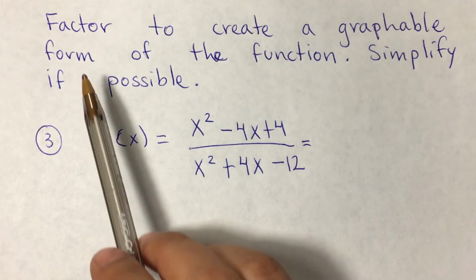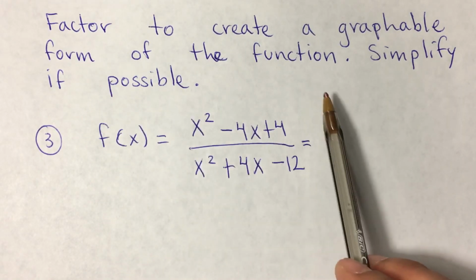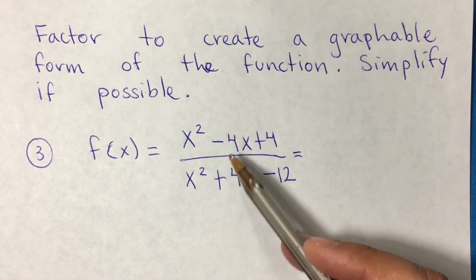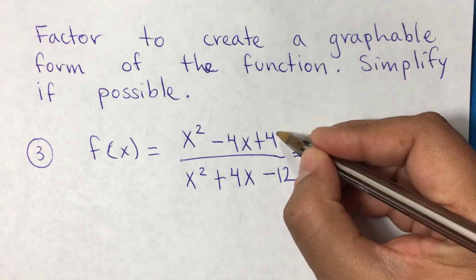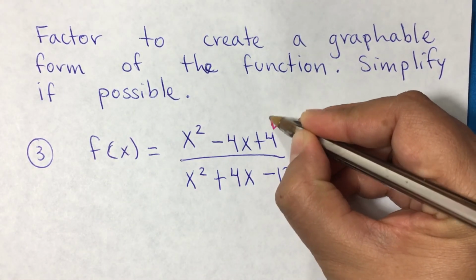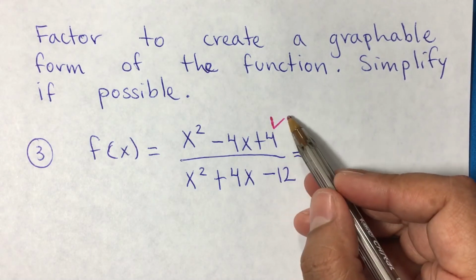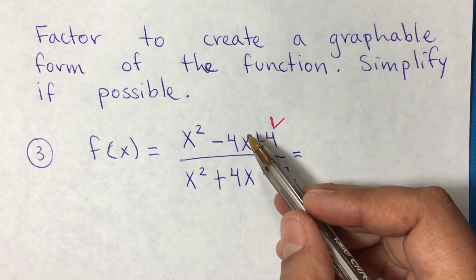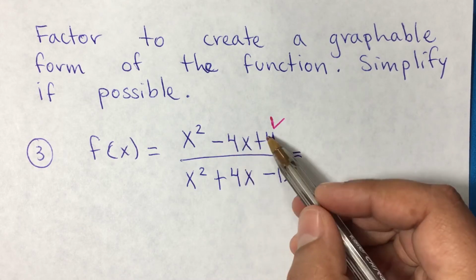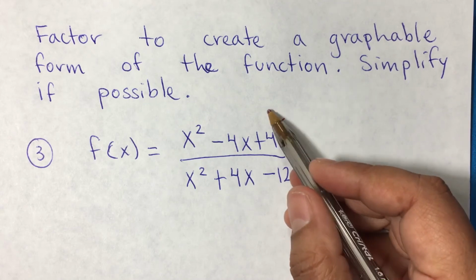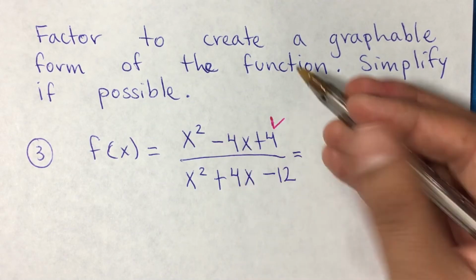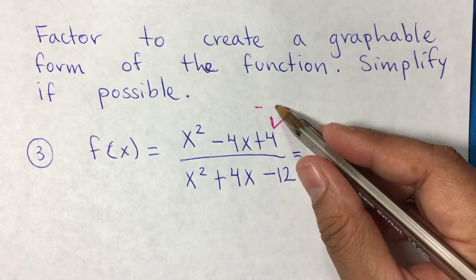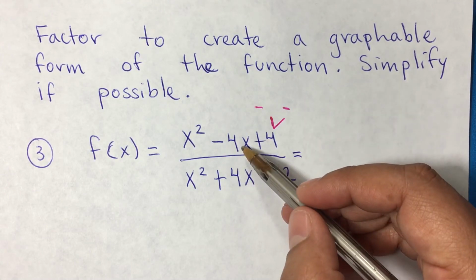Okay? For the next one, it says factor to create a graphable form of the function, simplify if possible. And so what we have is two quadratic equations. And so for those, you can just see, is there something that I can multiply and give me positive 4, but when you add them is negative 4. When this is positive, that means that both of these will have this sign, so both will be negative. And what are factors of 4? 1 times 4, but when we add them, that will be negative 5.